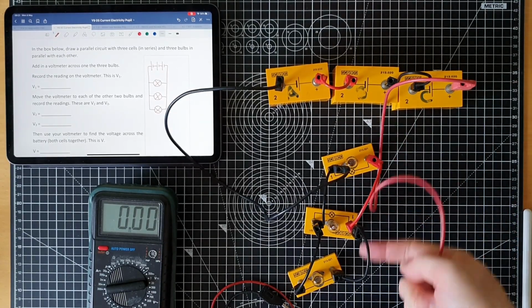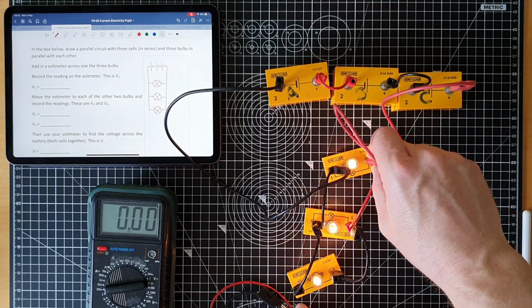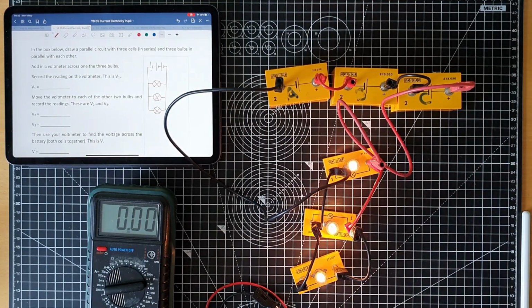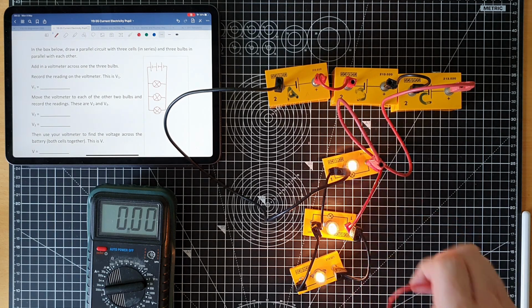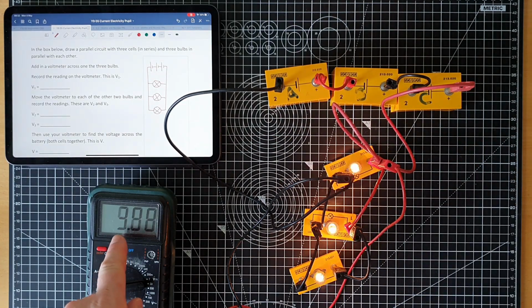So here are 3 bulbs in parallel, on 3 cells in series. And we can see that the bulbs light up quite brightly. Now for V1, it says record the reading on a voltmeter across one of the 3 bulbs. So I'm going to measure a voltmeter across this top bulb. And I'm getting a voltage of about 3.97 volts.